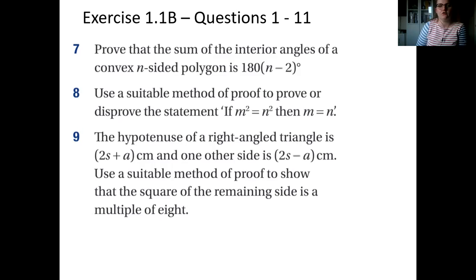9: the hypotenuse of a right-angled triangle is 2s plus a centimeters, and one other side is 2s minus a centimeters. Use a suitable method of proof to show that the square of the remaining side is a multiple of 8. You're being told to show that it's a multiple of 8. So again, that's a clue as to what type of proof you might want to use.